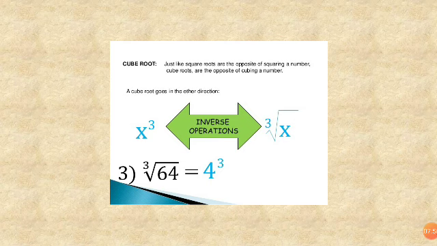So just like the square root is the opposite of a squaring number, cube roots are the opposite of a cubing number. So x cubed is the inverse operation of the cube root of x. X cubed is an inverse operation of the cube root of x.